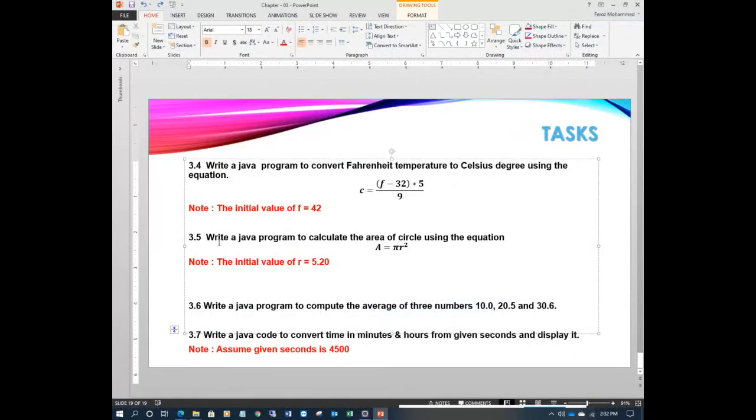Okay, now let's do the second one, 3.5. So let's see: write a Java program to calculate the area of a circle using the equation. The equation is given, A is equal to pi r square, right? R is the initial value, 5.20.